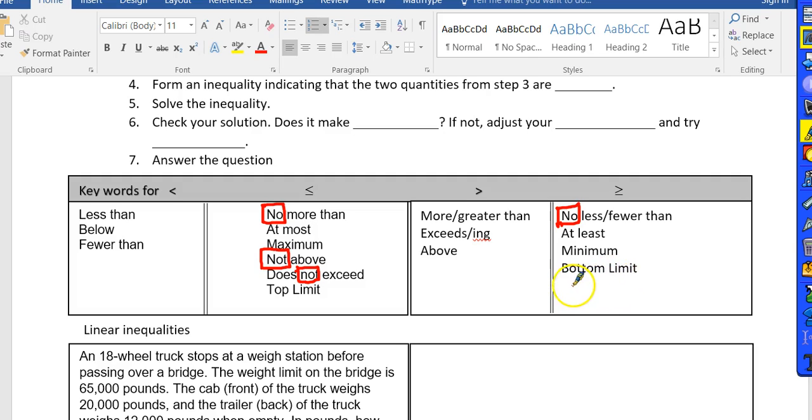What am I missing? I have not above. Not below. And then I also have bottom limit, whatever that limit is, like the minimum weight or the minimum height to ride this ride. Okay. And I couldn't find one. Like I said, I couldn't find an antonym for exceed. Anyway, so those are the key phrases, and you will be using them, as I said.